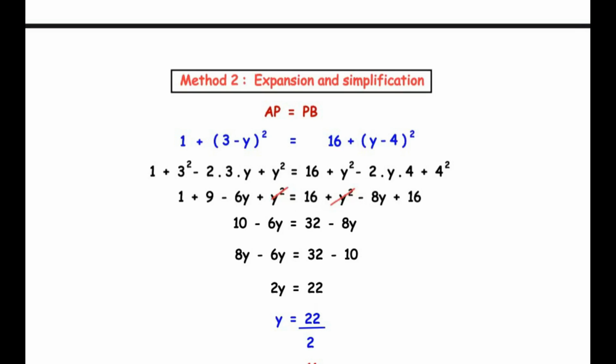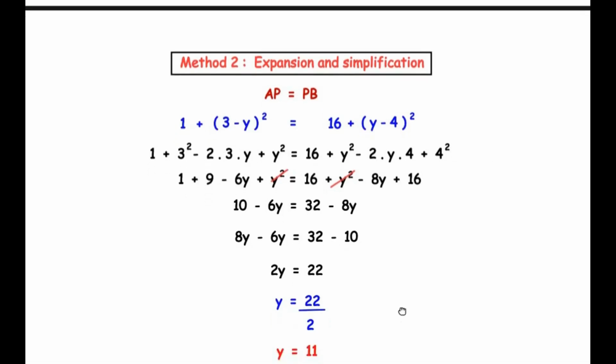Now at the same time we are going to add the like terms. So here 1 plus 9 we got 10 minus 6y is equal to 16 plus 16 is 32 minus 8y. Now gathering the like terms again, that is minus 8y we have taken on the left hand side. So it became positive 8y minus 6y equal to 32. Now 10 goes in the place of minus 8y, giving us minus 10. Now 8y minus 6y is 2y is equal to 32 minus 10 is 22.